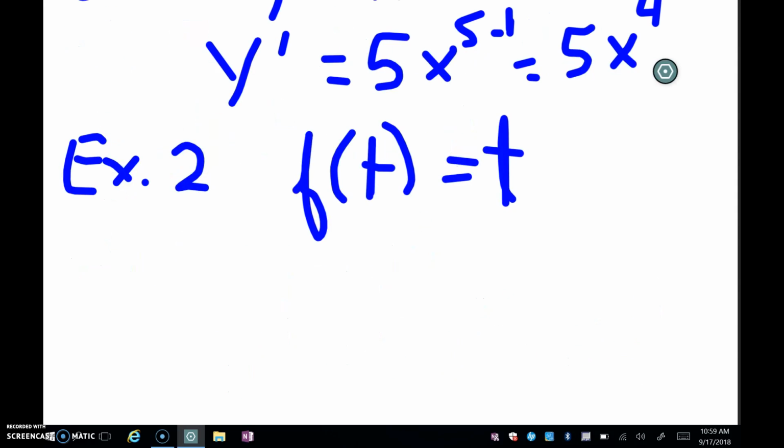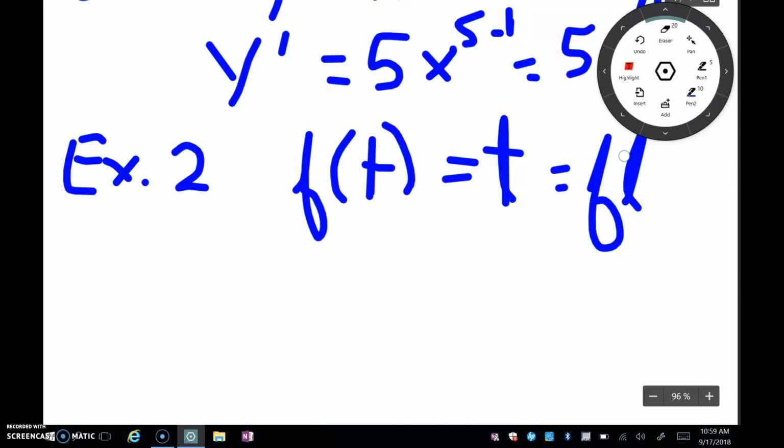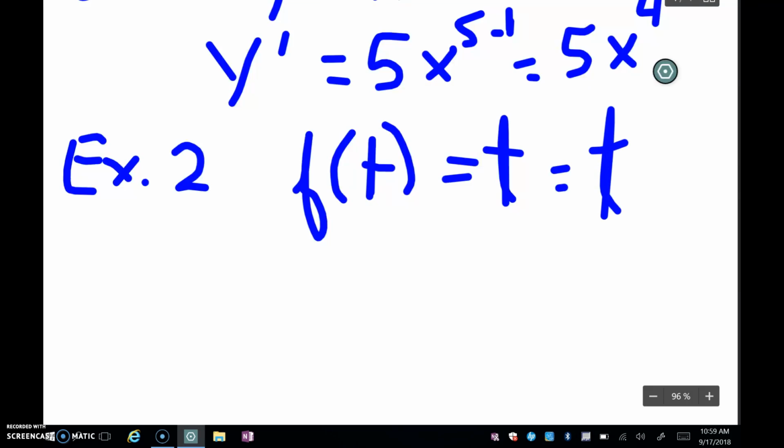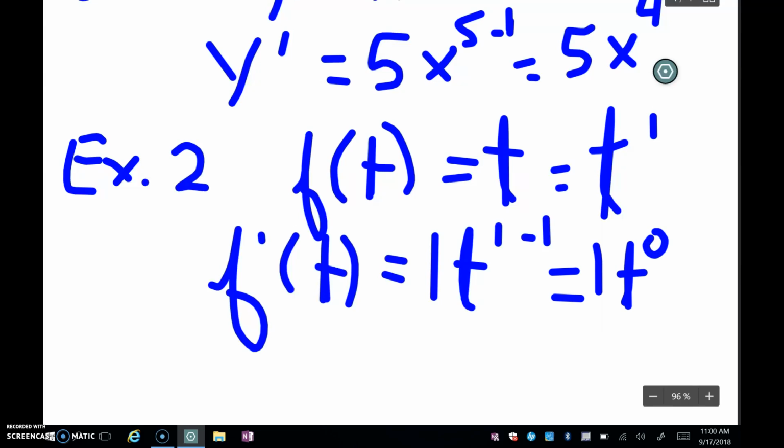My second example is just f of t equal t. That is understood to be just t to the 1st power. Therefore, f prime of t: bring the 1 down, that's the power, put your t down, and then 1 minus 1, we have to subtract 1 from the power. So that will give me 1 times t to the 0. And remember that that's just 1 times 1, because anything to the 0 power is 1, which means the derivative of t is just 1.